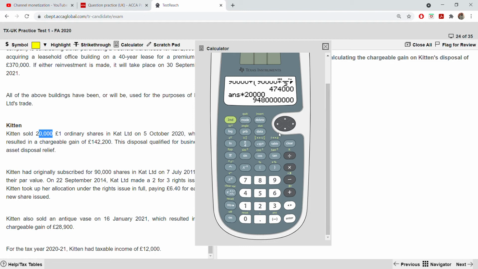Divide this by 90, the number of shares. So 90,000 plus 90,000 into, again, 2 over 3. Sorry, 2 over 3. When you want to just delete one digit, press delete. Do not press clear. When you press clear, it will clear everything, then again you have to enter from the start. Delete will just delete one digit, but clear will clear everything. So now you want to close the bracket and enter. It is 63,200.